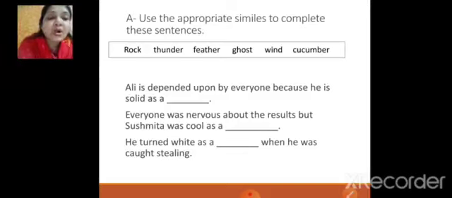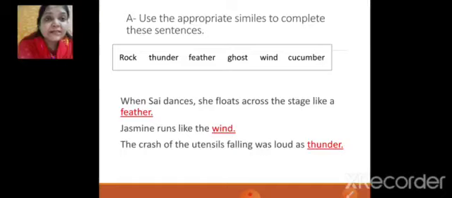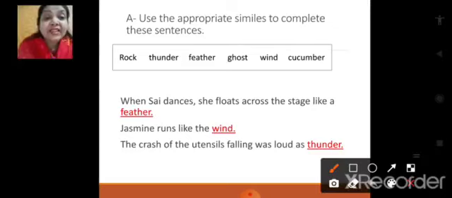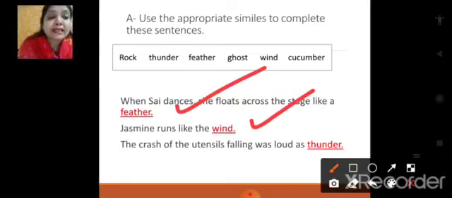Alright, now come on, children, you can cross check with your teacher's answer. Now the correct answer is, when Sai dances, she floats across the stage like a feather. Yes. Next one. Jasmine runs like the wind. Next. The crash of the utensils falling was loud as thunder.